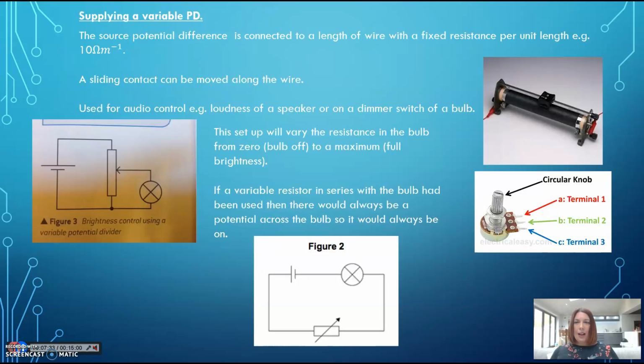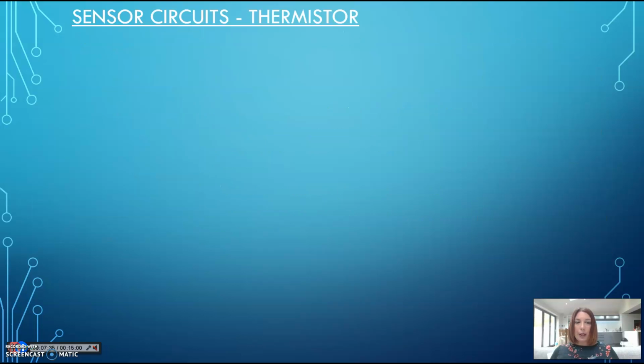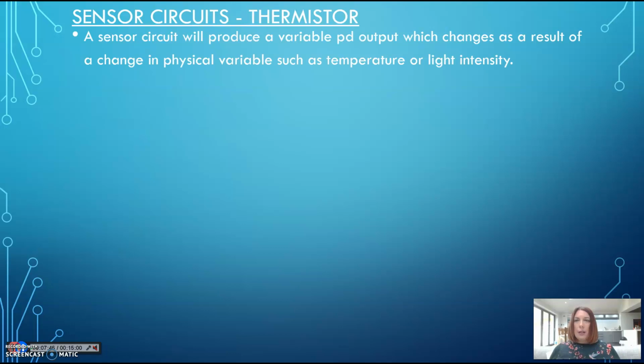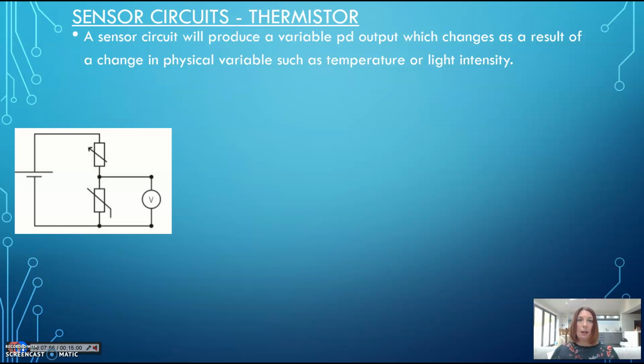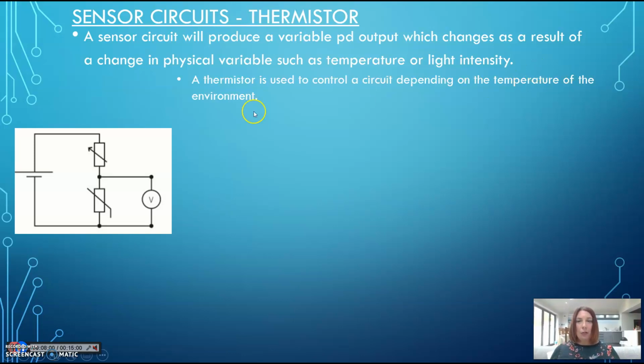Okay, so that is how you supply variable PD. You can then have a sensor circuit which uses the same ideas. So an example would be a thermistor, which you've come across at GCSE. This sensor circuit produces a variable potential difference output which changes as a result of a change in a physical variable, such as temperature or light intensity. So a thermistor will respond to the temperature of the environment. Here's our circuit with the setup.